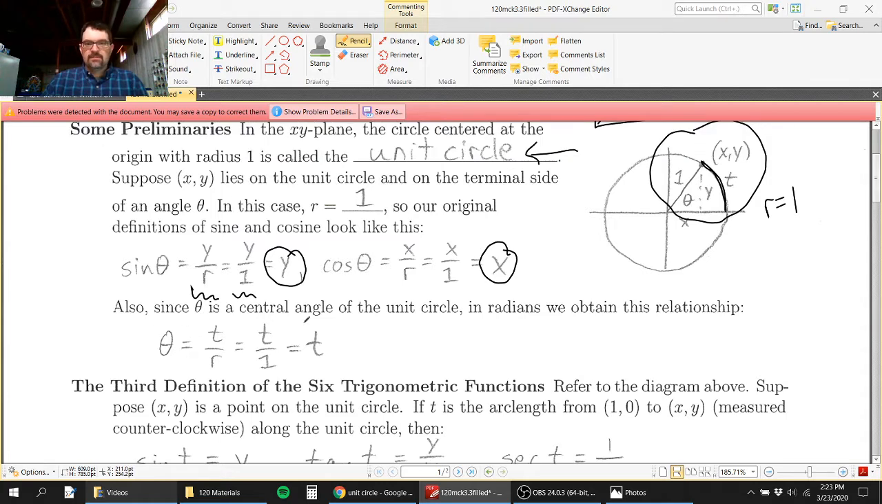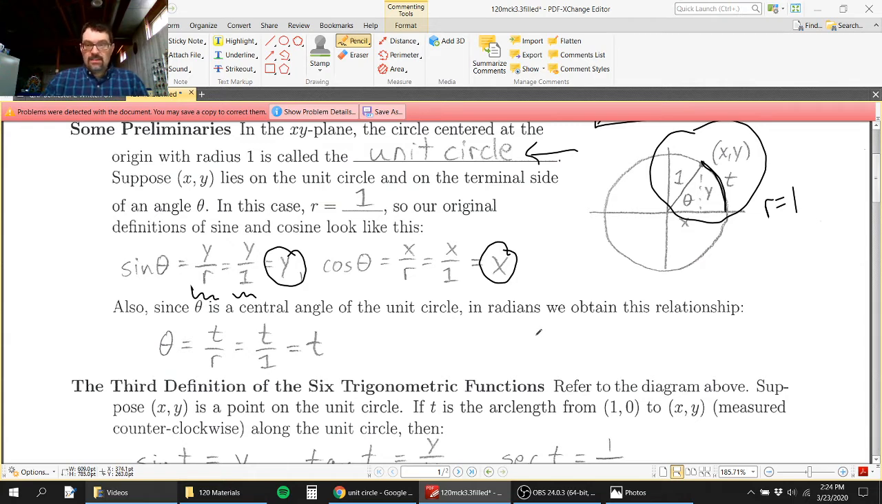Theta is a central angle. So basically, if we measure this angle in radians, it's arc length divided by radius of the circle, but the radius of the circle is 1. So in fact, this arc length on the circle is exactly the same as the measurement of our angle in radians.